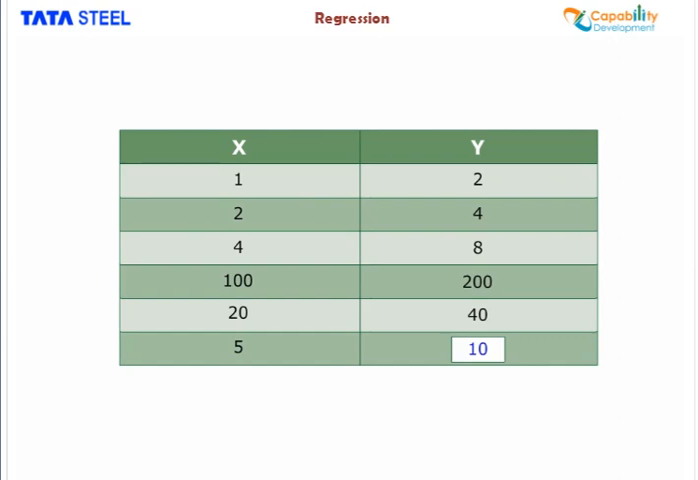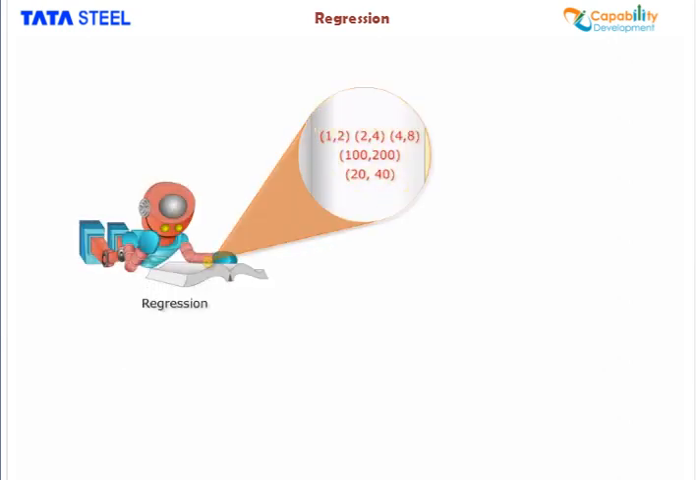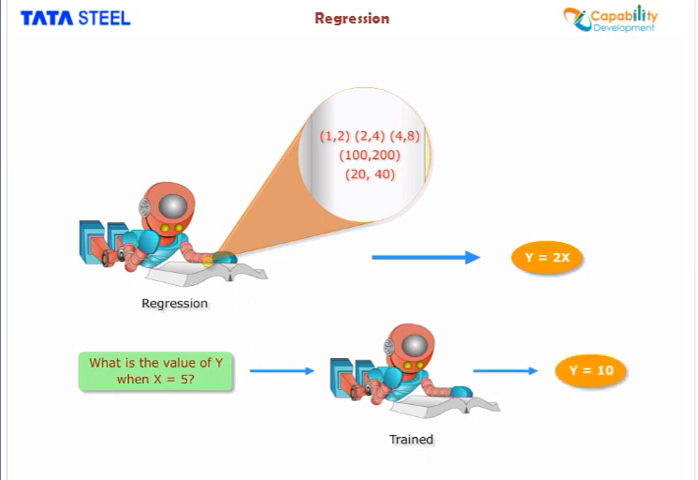In this example, you can easily determine the relationship between the two given variables x and y. Regression works in the same way. Your computer looks at the given values and tries to identify the most suitable relationship between the variables x and y. Using this identified relationship, it predicts the value of y for new examples.